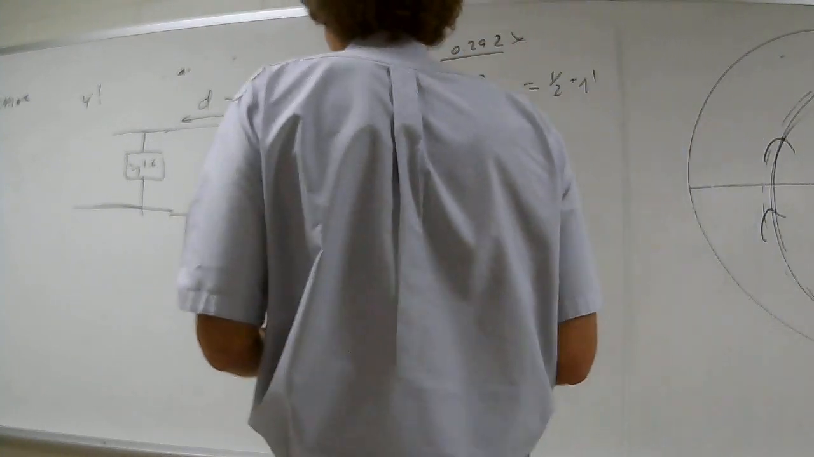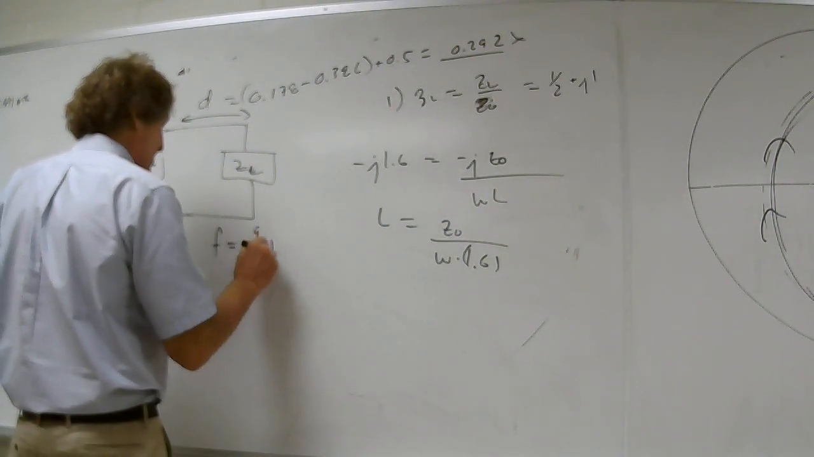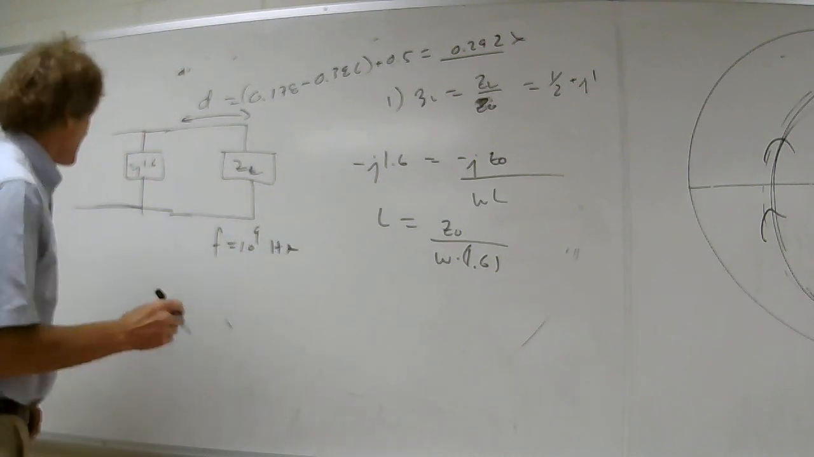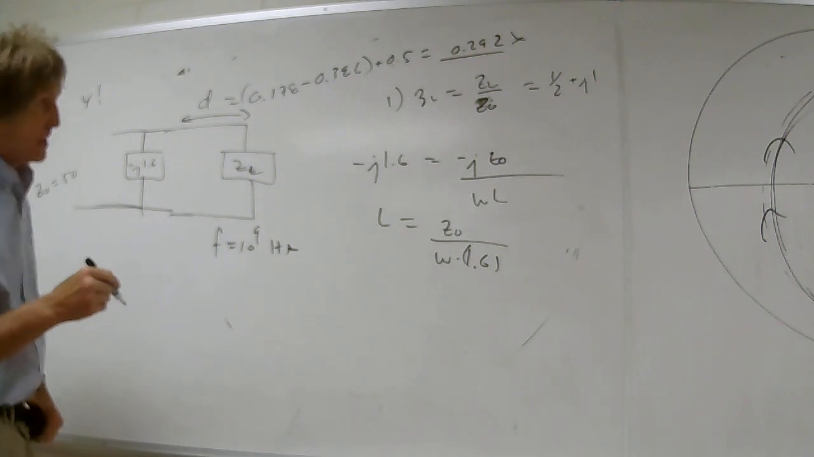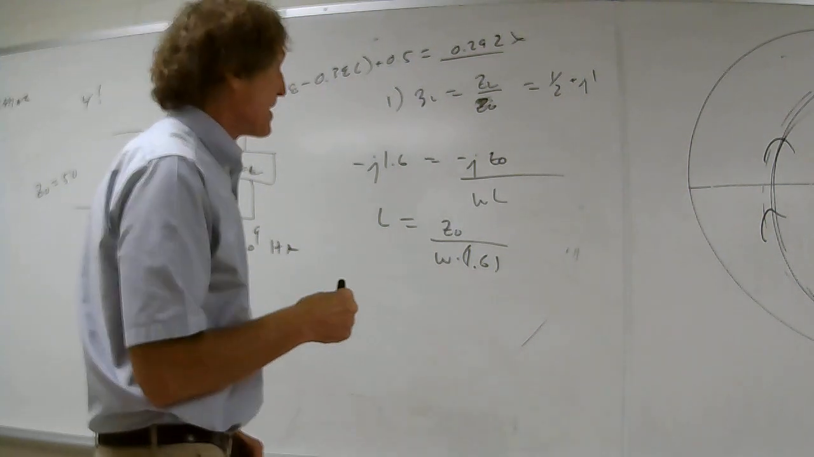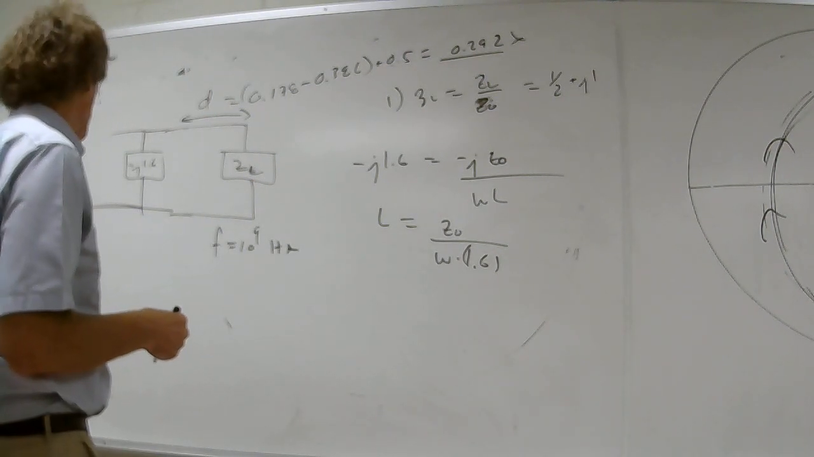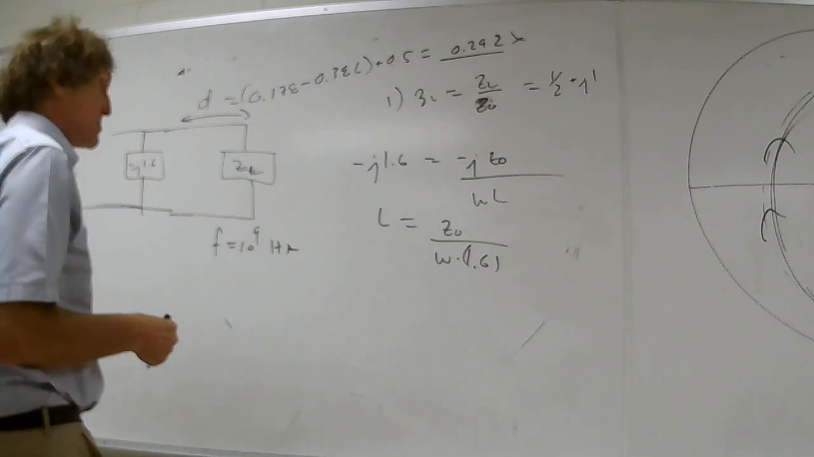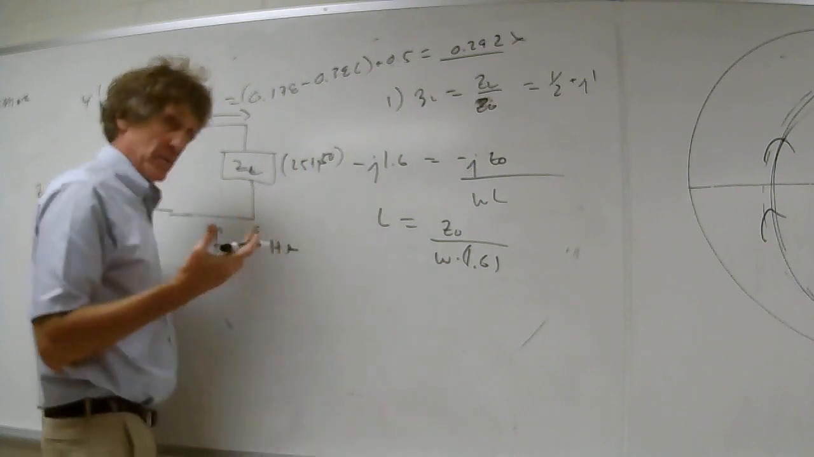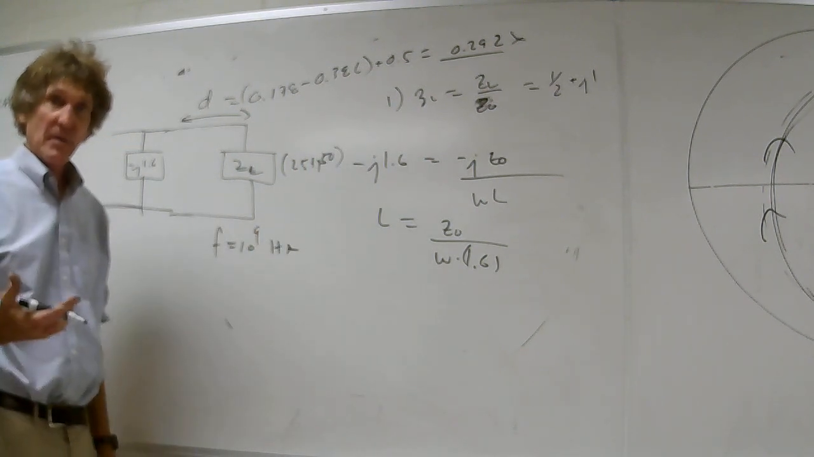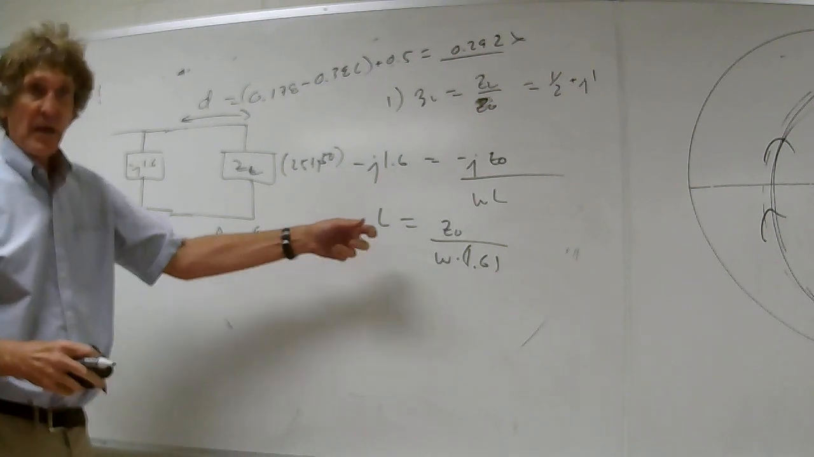Now, I didn't give you omega. I'll give you F as 10 to the 9th hertz, a gigahertz. And I'll give you Z naught is, say, 50. And I already normalized that, right? I gave you ZL as 1/2 plus J1, so that's really 25 plus J50 is ZL. Right, is ZL in terms of impedance, just multiply the normalized value by Z naught. Correct, class?